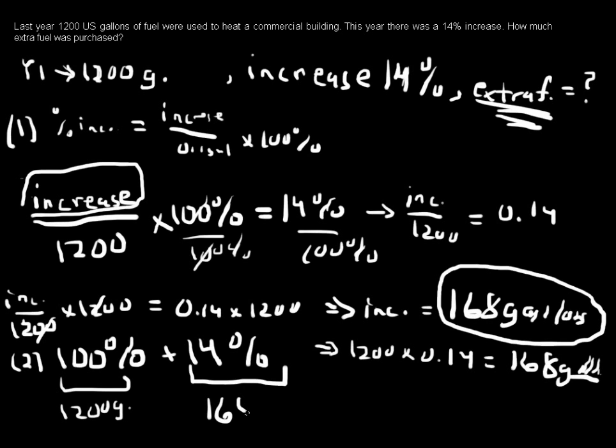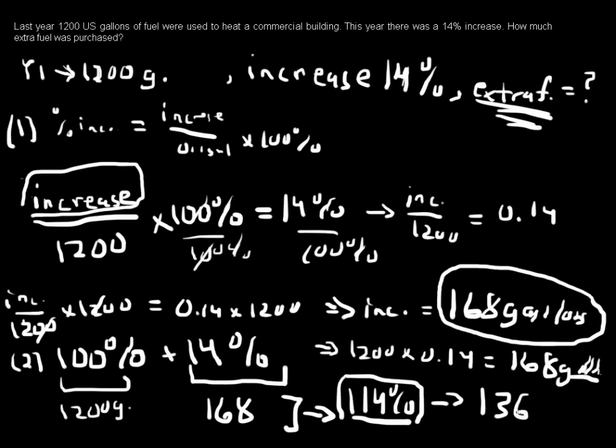So this is 168. Now when you add these two, you get 114% of last year. This is the total you're using this year. You're using the 100%, which is all of last year, so at least 1,200, and then an extra, tiny amount of 1,200, so an extra 168. So you do 1,200 plus 168. The total you're using this year is 1,368 gallons.